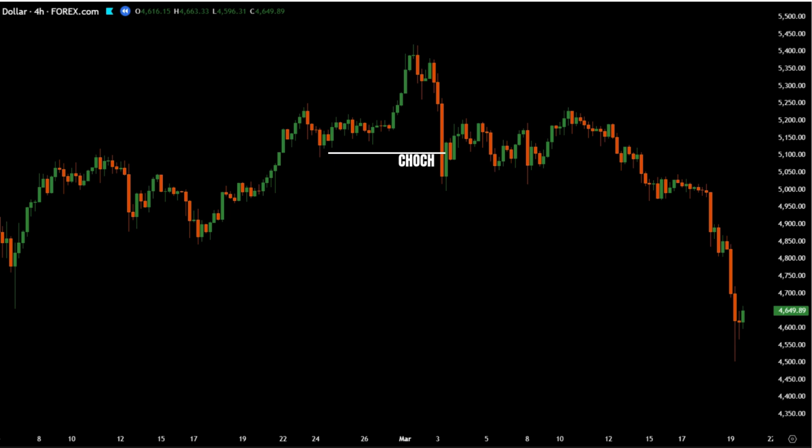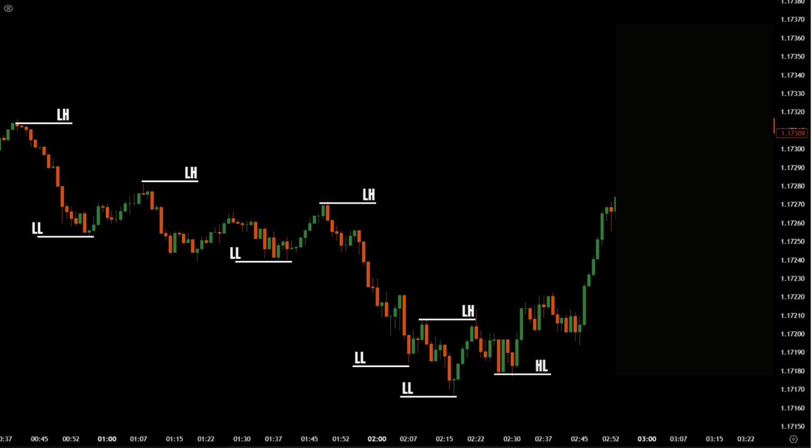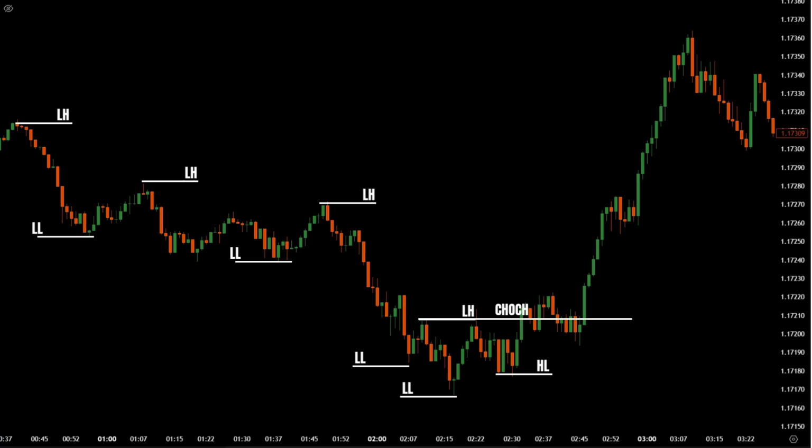The same concept works in reverse. In a bearish market, lower highs and lower lows. If price puts in a higher low and then breaks above a previous lower high, that is a bullish CHoCH. The character of the market is changing from bearish to bullish. Flip your bias. Start looking for buys.